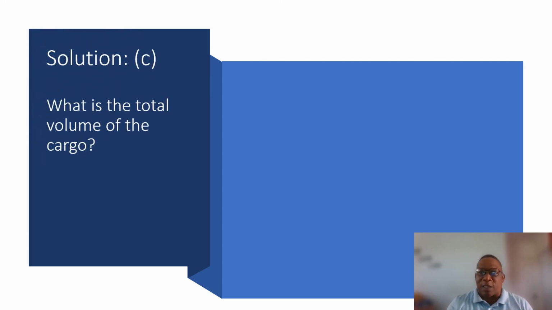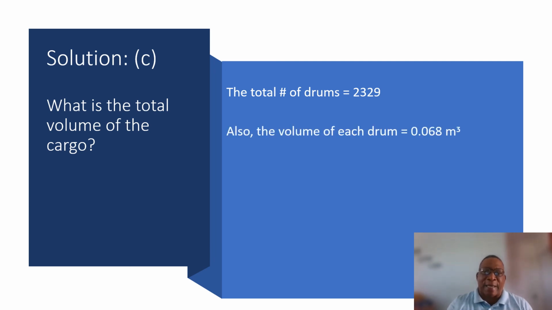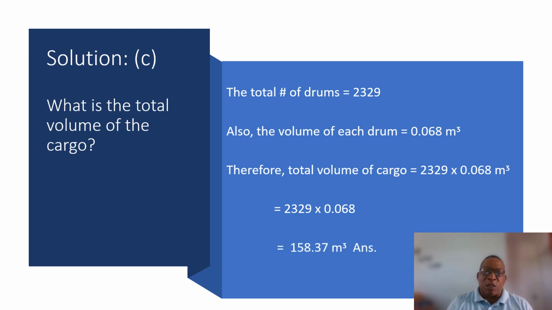In solving C, since we understand that the drums are the cargo and not the paint, and we also understand that round drums create air spaces which we call broken storage between them because they are packed in a rectangular area, then the total number of drums being 2,329 and the volume of each drum being 0.068 cubic meters, for us to determine the volume of the cargo, we would multiply 2,329 times 0.068 cubic meters, and that would give us 158.37 cubic meters.